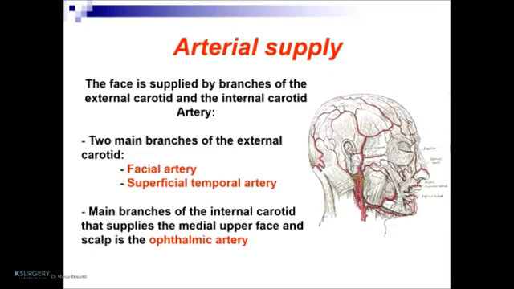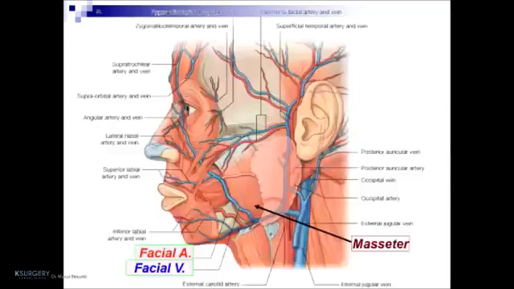Artery supply. The face is supplied by branches of the external carotid and internal carotid arteries. The two main branches of the external carotid are the facial artery and the superficial temporal artery, and the main branch of the internal carotid that supplies the medial upper face and scalp is the ophthalmic artery.